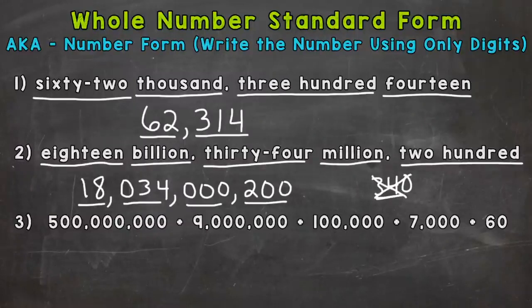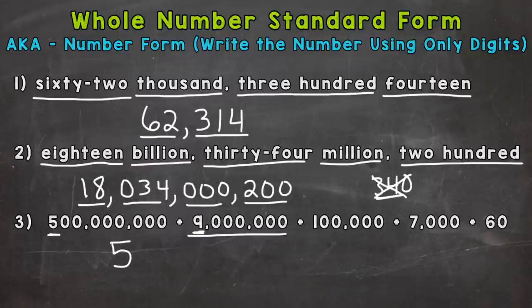Lastly, number 3, where we have expanded form. So we need to start with this 5 here, and that 5 has a value of 500 million. So we'll write this 5, and we know it has to have a value of 500 million. So that's the place we're starting, the 100 millions place. So the next place to the right would be the 10 millions place. So let's go to this number here and see where that 9 is going to be. We have a 9 that's going to be in the millions place.